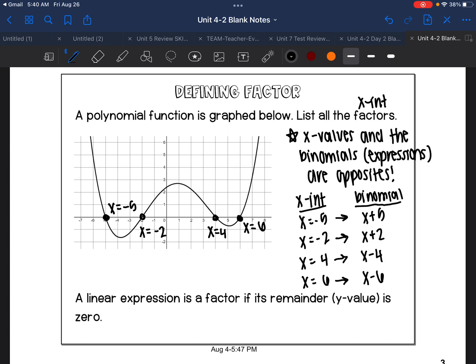And specifically, notice that these are all x values, okay? I did write x-intercepts here because that's what we were picking out. But this whole opposite thing is true for any x value on a graph, not just the x-intercepts. Again, the reason why we're picking out the x-intercepts is because all of these binomials here are factors of f of x. And again, that's because they come from x-intercepts.